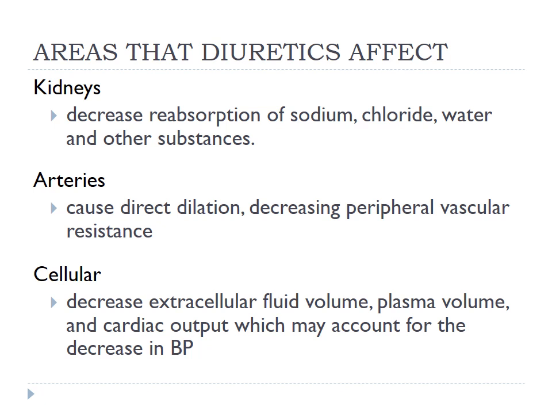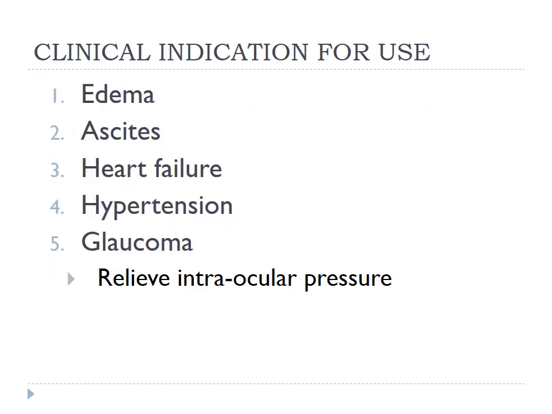The areas that the diuretic effect will have on, we're talking about the kidneys, okay, and what it will do, it will decrease reabsorption of sodium, chloride, water, and other substances. And in arteries, we will see some of these may actually cause a direct dilation, decreasing peripheral vascular resistance. In cellular, we can see that there will be some changes that may occur, including with cardiac output as well. So these are the changes that we would like to see actually occur.